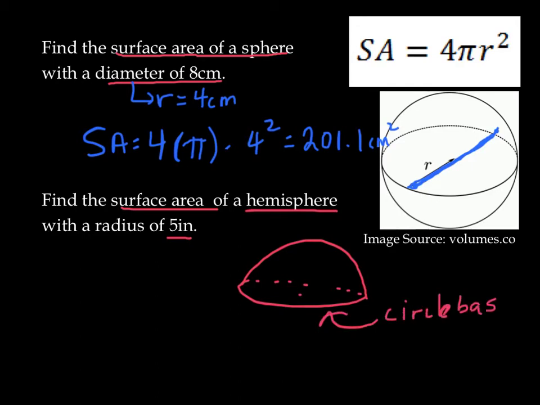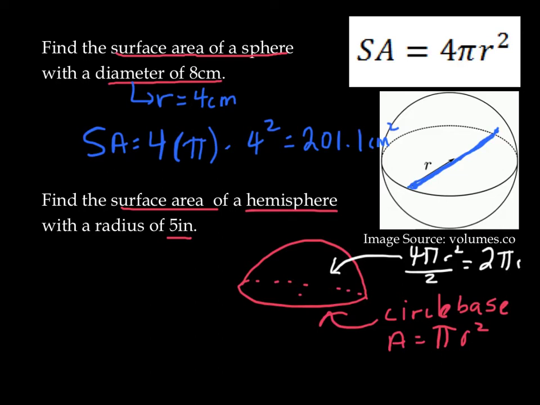base with an area pi r squared. And I have the top of the hemisphere, which is half of the sphere. So I've got 4 pi r squared divided by 2, or 2 pi r squared for the area of the outside of our hemisphere. If you look carefully, the base of the circle is pi r squared, and the half of a sphere is 2 pi r squared. You add that up together, you actually get 3 pi r squared. So the hemisphere surface area is 3 pi r squared.